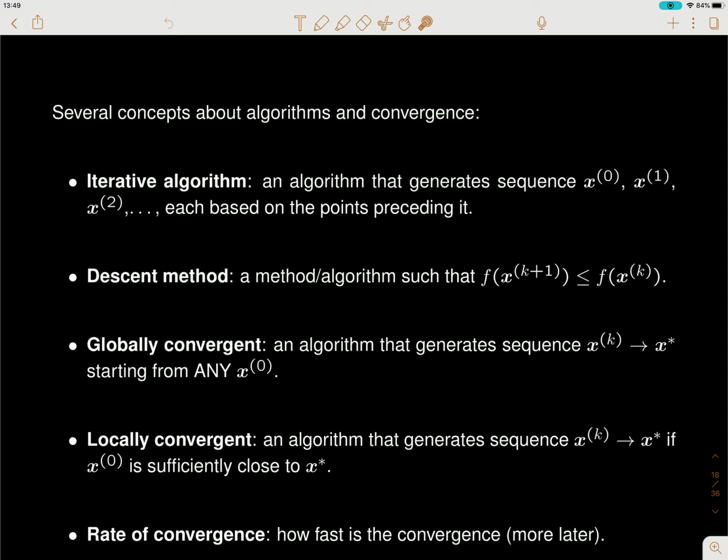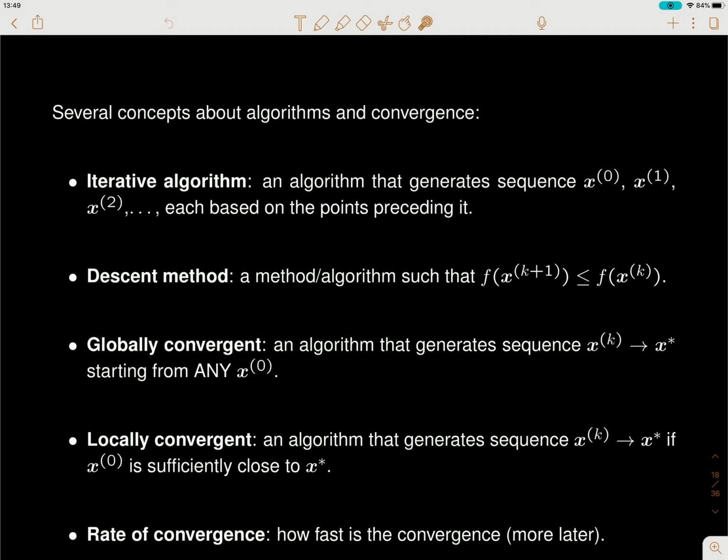And this is a desired property for your algorithm, since we're trying to minimize the function f of x. So the goal is to find the point with the minimum function value. If you can get this descent method to work, then the function value is at least decreasing. Not necessarily going to the minimum value, but at least decreasing. It's going towards a good direction.